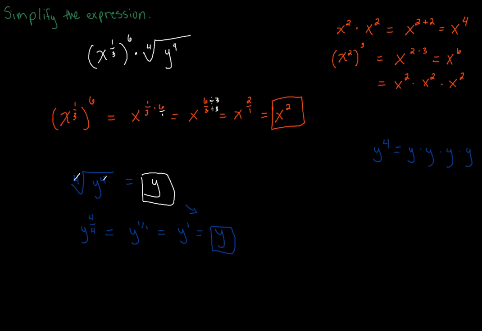So when we put these together, we start with x squared, and then we multiply that by y, and that is your simplified expression.